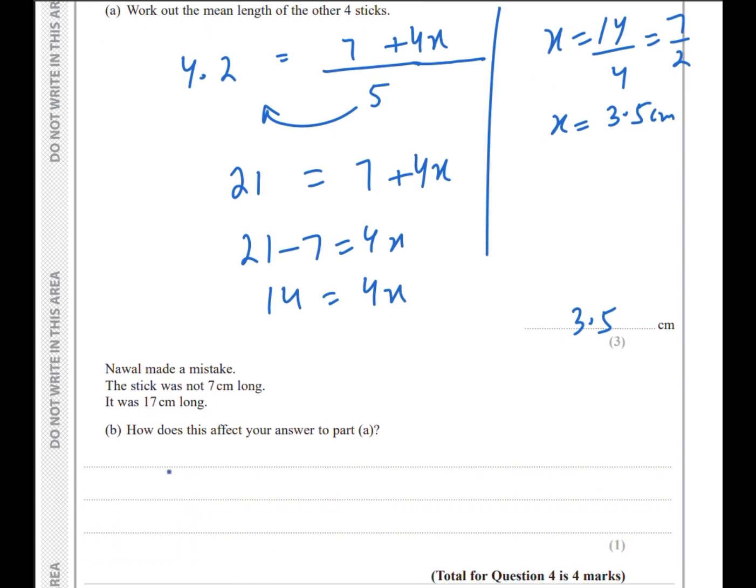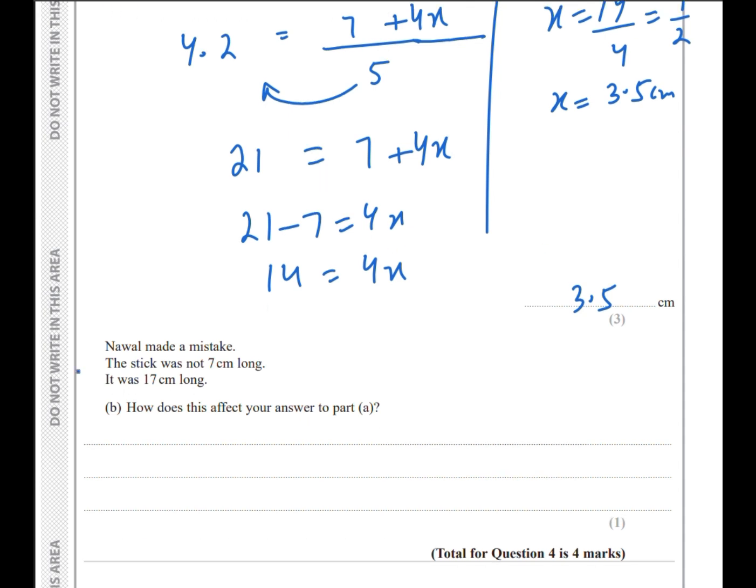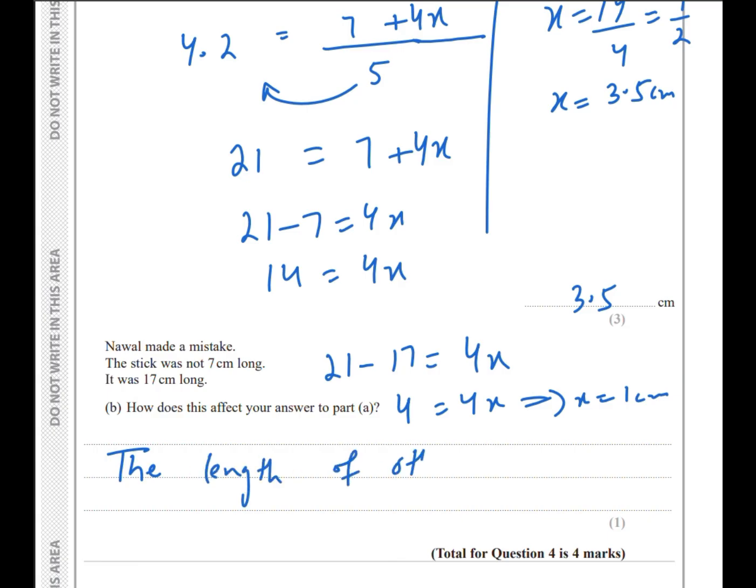Okay. Now Noel made a mistake. The stick was not 7 centimeters long. It was 17 centimeters long. How does this affect your answer? So if the stick is 17 centimeters long, instead of 21 minus 7, we're going to do 21 minus 17. It's going to give us 4. 4 equals 4x, so x is going to be 1 centimeter. So the length of the other sticks is going to be shorter. The length of the other sticks will be 1 centimeter.